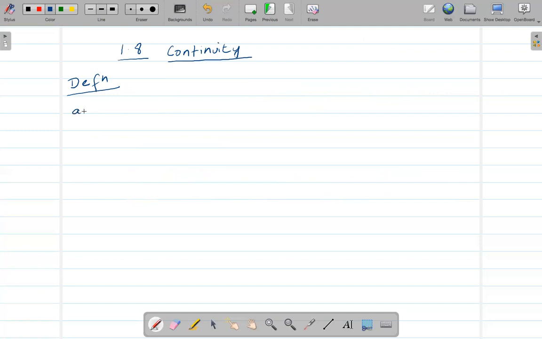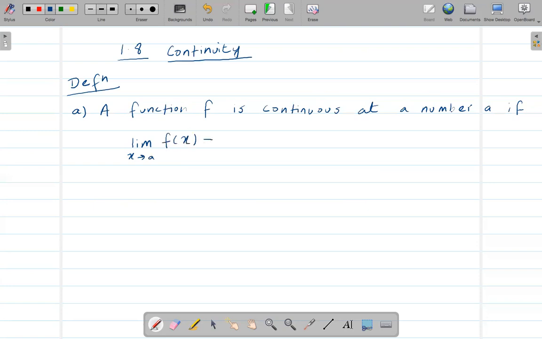So the first one, the definition: a function f is continuous at number a if, so a function is continuous at a certain number a, where if x approaches that number in a certain function, then we get f of a. So this should satisfy this.